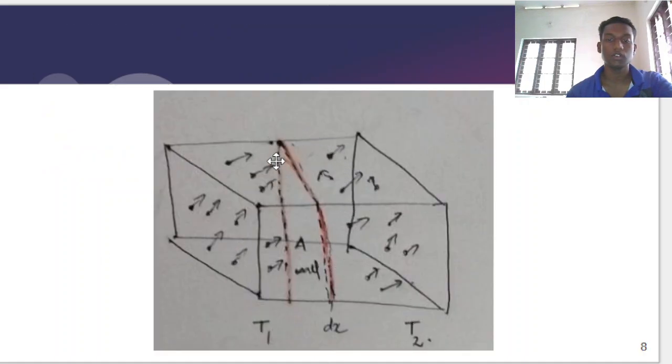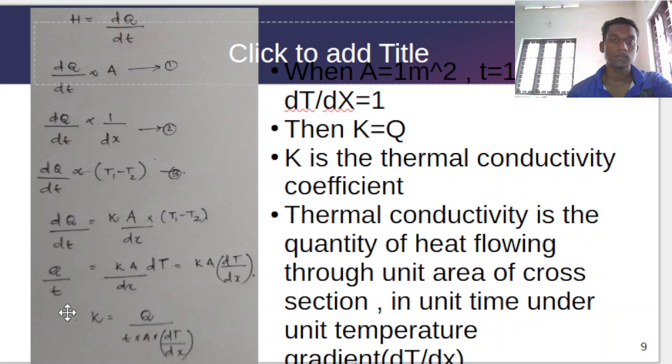Here I have drawn a picture showing a more 3D view of the situation. So the wall has an area of A and the thickness of the wall is dx. The temperature of the hot body is T1 and the temperature of the cold body is T2. As a result, heat flows from T1 to T2. We have mentioned that H is equal to dq by dt.